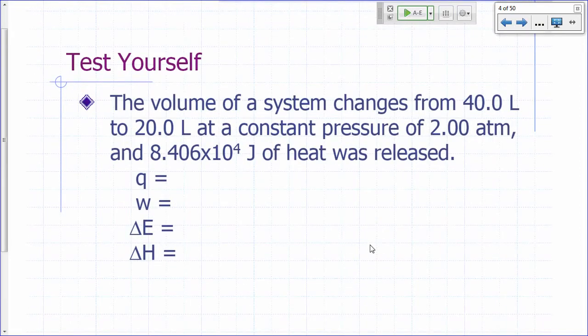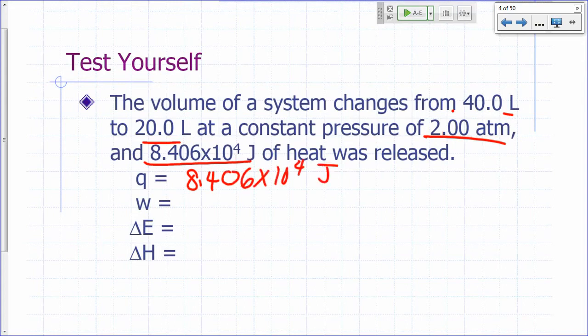Okay, so let's apply that concept to this question right here. The volume of a system changes from 40 liters to 20 liters at a constant external pressure of 2 atmospheres, and this much heat was released, 8.406 times 10 to the 4th joules. What's our Q? 8.406 times 10 to the 4th. That's what Q is. It's the amount of heat released, right? But what's the algebraic sign? Heat is released, so the system is losing energy. So what's the algebraic sign of Q? It's negative, right? By convention, Q is negative if heat is released.